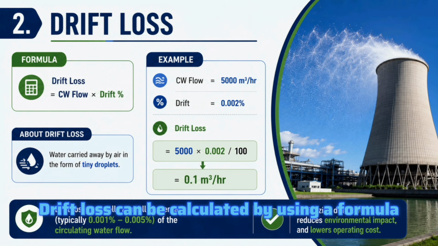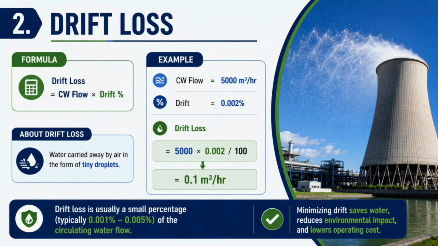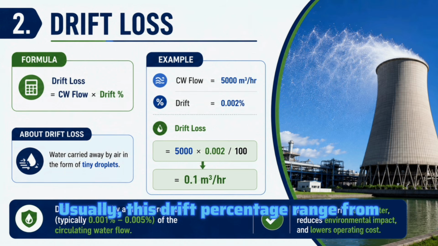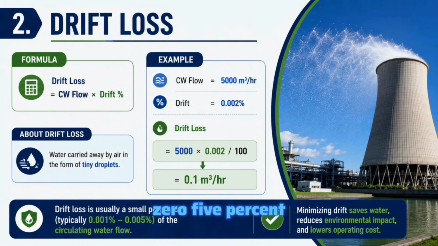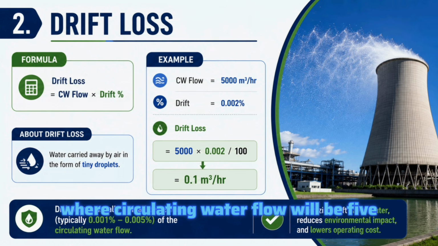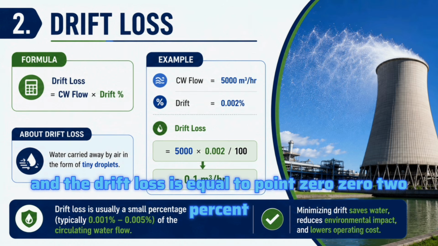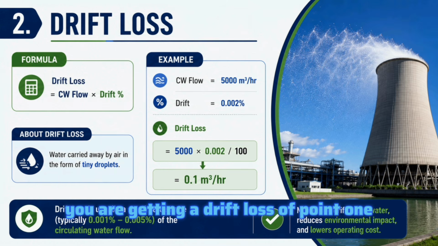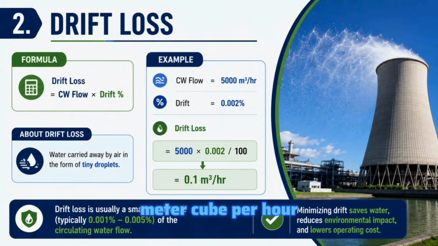Drift loss can be calculated by using the formula circulating water flow into drift percentage. Usually this drift percentage ranges from 0.001% to 0.005%. Here we'll take an example where circulating water flow is 5000 meter cube per hour and the drift loss is 0.002%. By substituting in the formula, you get a drift loss of 0.1 meter cube per hour.